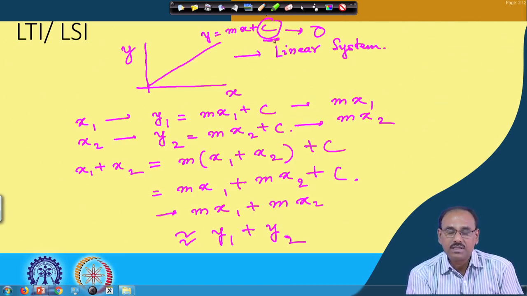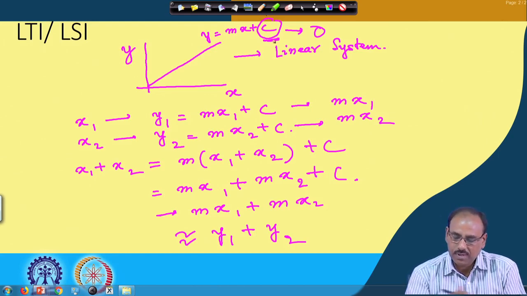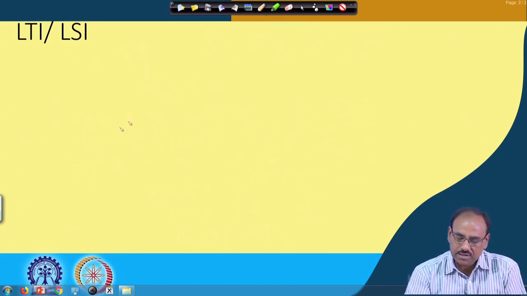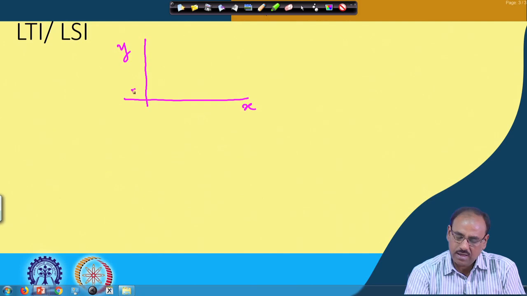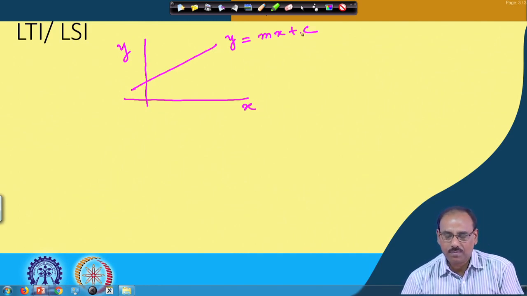Now, if this constant c is not equal to 0, in that case the characteristics of the system will be something like this. This is x, this is y, and my transfer function here is given by y is equal to mx plus c, where c is non-zero.